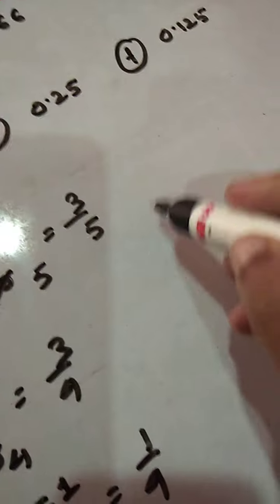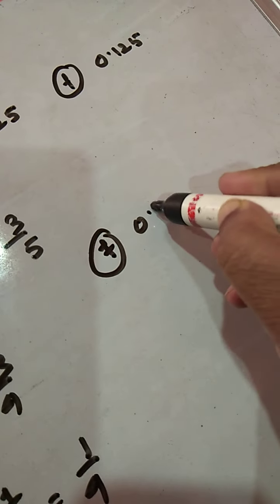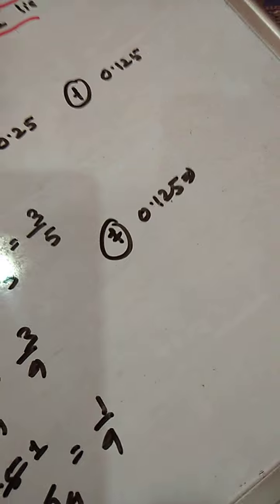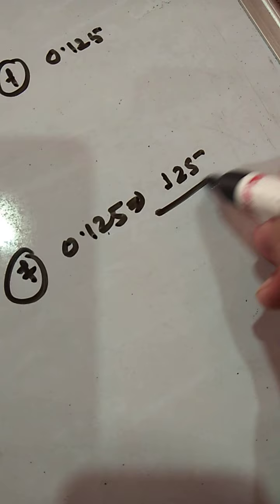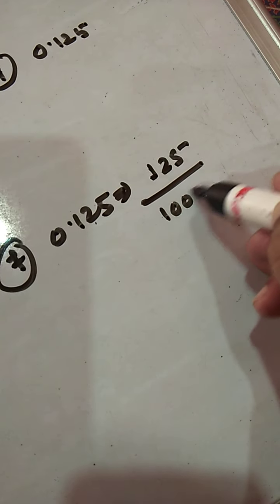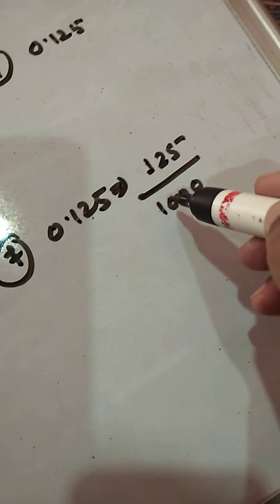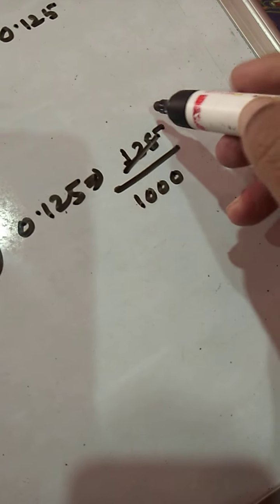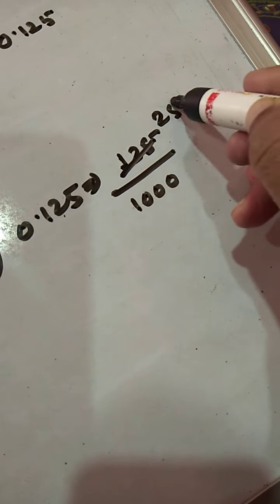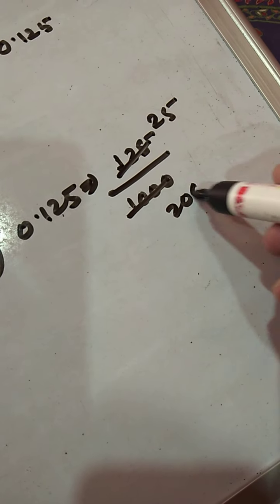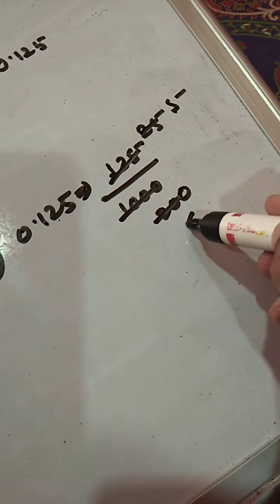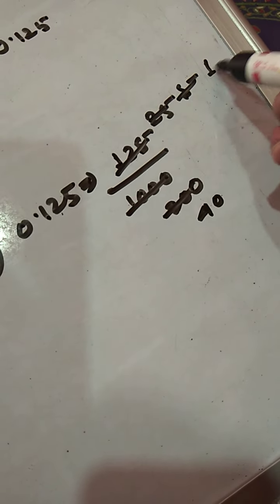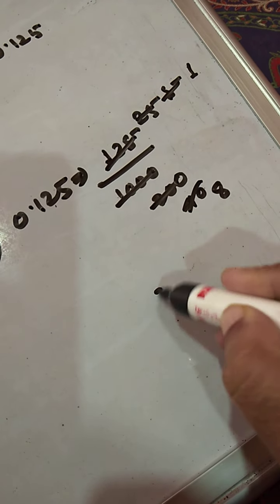Now finally F. So 0.125. Now this time we have three digits after the decimal. So what we have to write? I believe many of the students know this. That is how many zeros? 3 zeros. That means we have to divide 125 by 1000. Now just reduce this by 5. So it would be 25 and this would be 200. Now again it can be reduced by 5. That is 5 5s are 25, 5 40s are 200, 5 1s are 5, 5 8s are 40. So the final answer is 1 by 8.